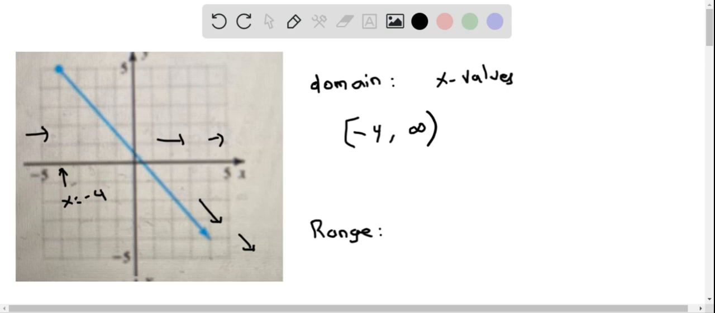Now let's determine the range of this function. The range is all possible y values of the function such that the graph is defined. So let's start from the lowest values. So we can clearly see that it starts infinitely from the negative direction and reaches till the point. This is y equal to 5.